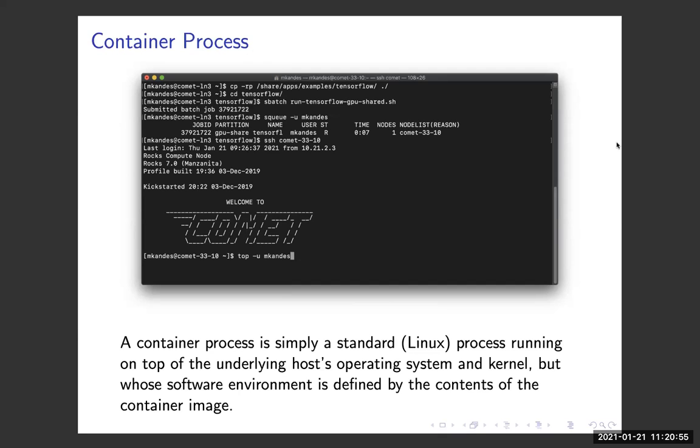The difference is that the container is an isolated software environment that's defined by the contents of the container image. When your application looks around inside the container, all it sees is the environment that you've defined within that container. You can allow it to see outside the container. There are some options to do that when you're running container platforms like Singularity.